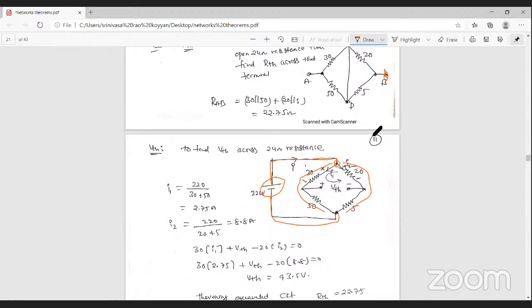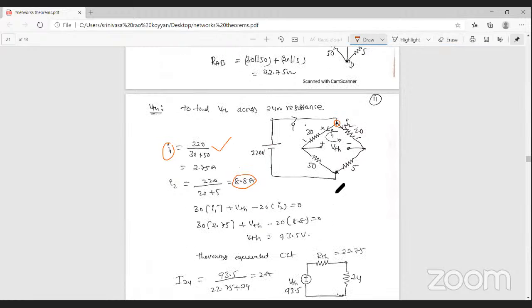From this network, the I1 current is equal to total voltage by total resistance. Total resistance here is 30 plus 50, both in series. That's why I1 is 220 by 30 plus 50. Similarly, the total voltage is 220 volts across these two resistances in series, that is 20 plus 5. Then you can find out the I2 current. So you can observe that I will draw the network. You can easily understand from the above network.